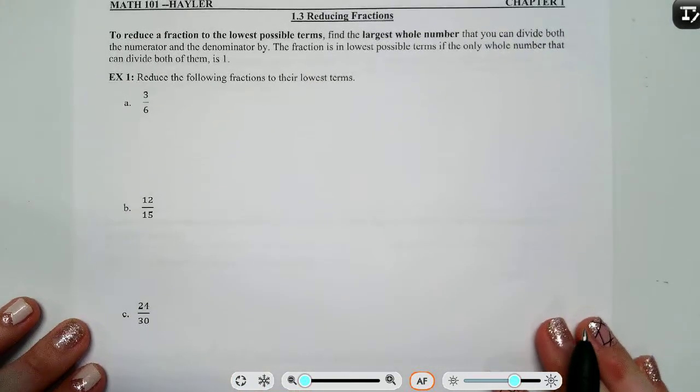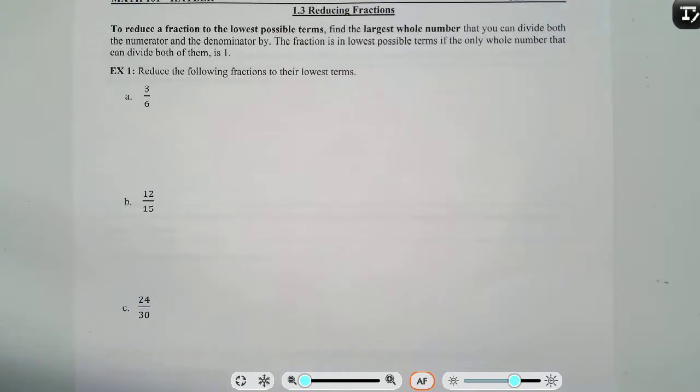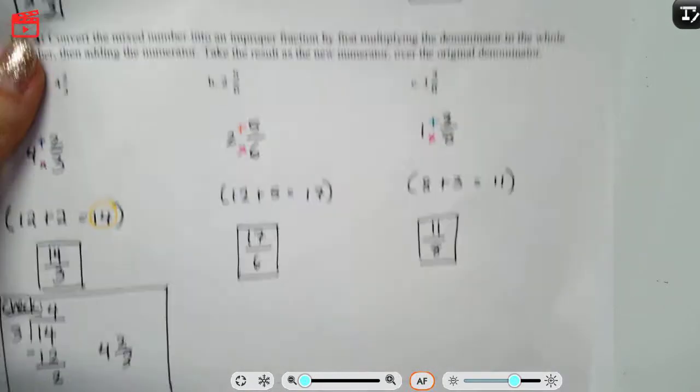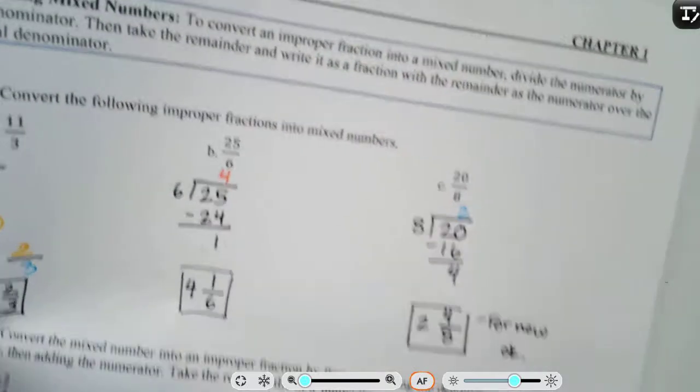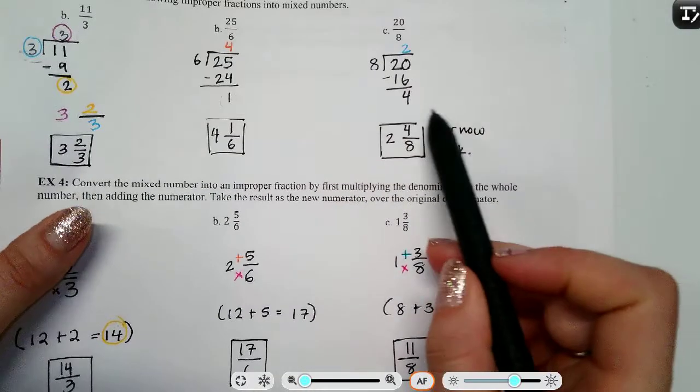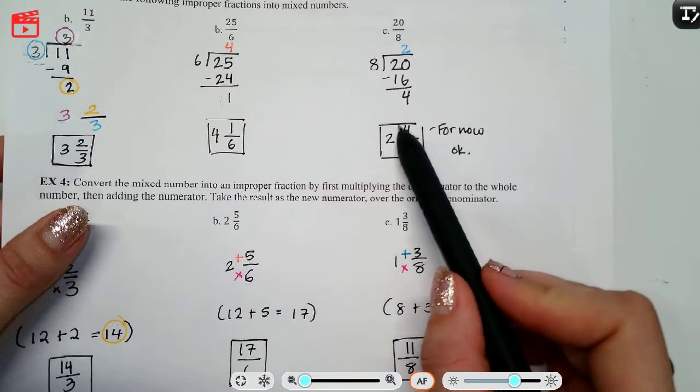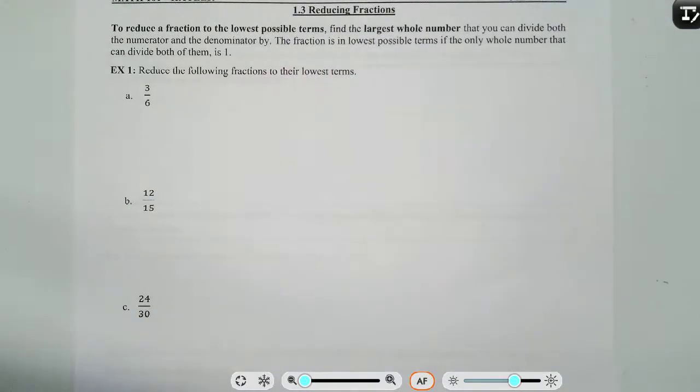All right, so 1.3. So to reduce a fraction to the lowest possible terms, you're going to find the largest whole number that you can divide both the numerator and the denominator by. Okay, so this is what I was saying back in one of those problems. Let's see. Back here on, sorry, 1.2, page 2, I said this is okay for now. So this is what I was talking about. This is not simplified. So we're going to figure out how to simplify this.